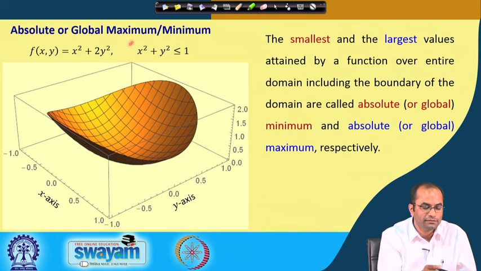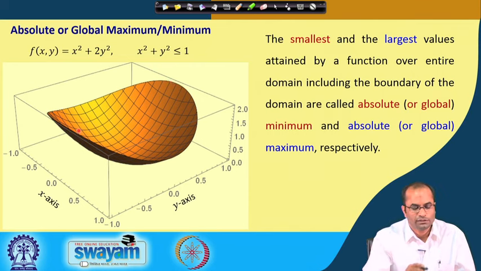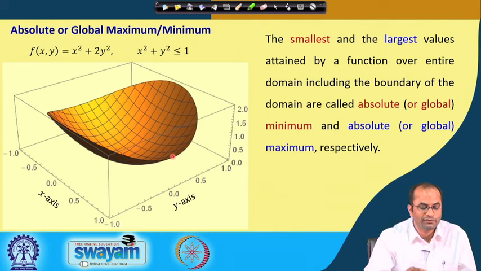And to find the maximum, for example, at these points here it seems that the function is taking the maximum value. So at this point here or at that point here. So we have to later on mathematically find out what is the point in the domain where the function is taking the maximum value or the minimum value.